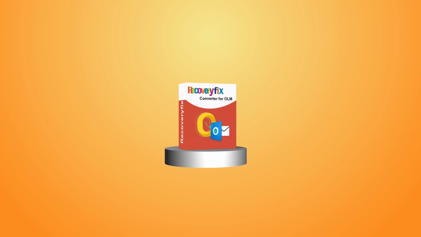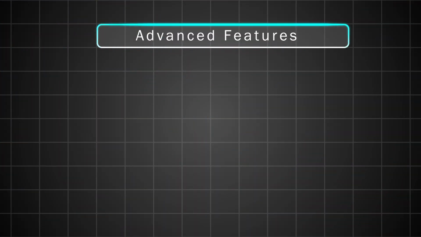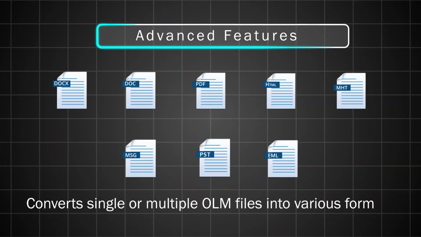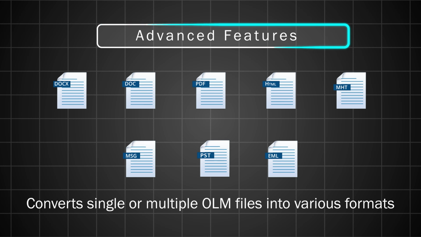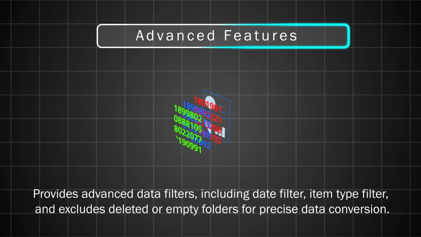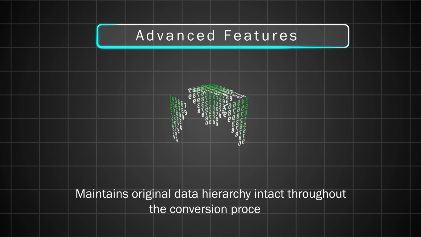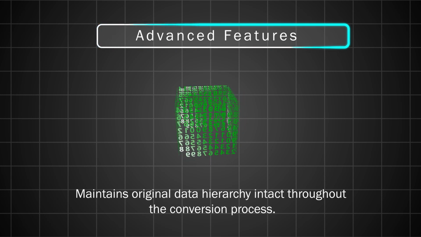Recoveryfix Converter for OLM is an advanced utility that can facilitate the OLM to PST conversion in few clicks. Let's explore the advanced features of this utility. Convert single or multiple OLM files into various formats given on your screen. Provides advanced data filters, including date filter, item type filter, and excludes deleted or empty folders for precise data conversion. Maintains original data hierarchy intact throughout the conversion process.